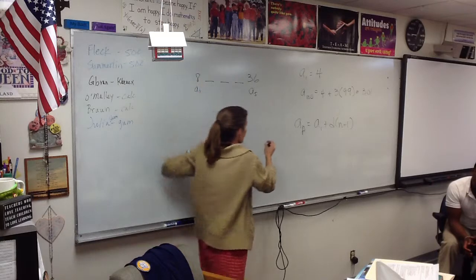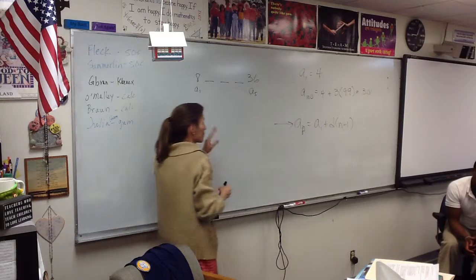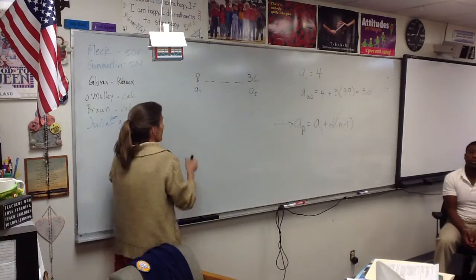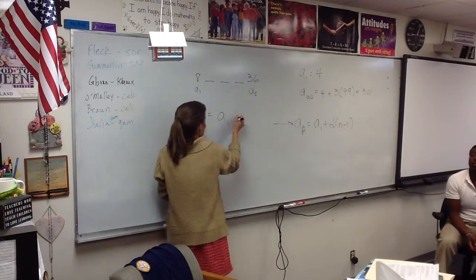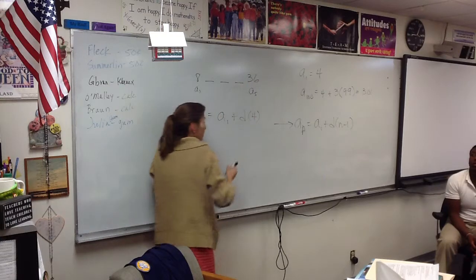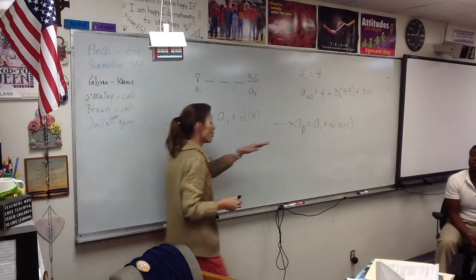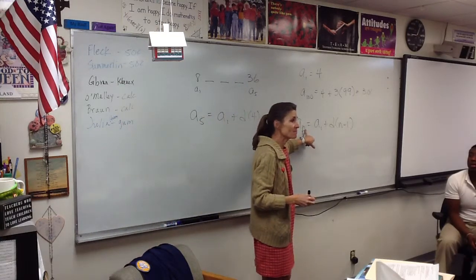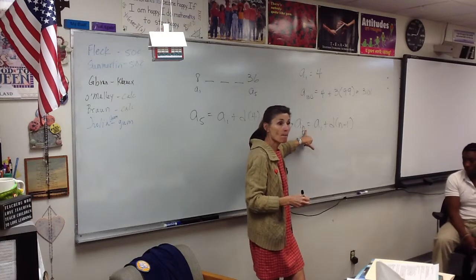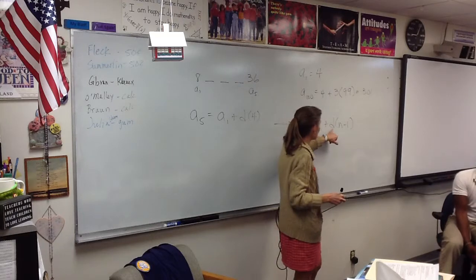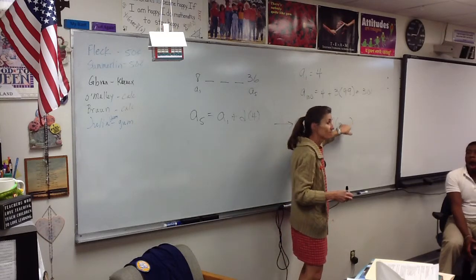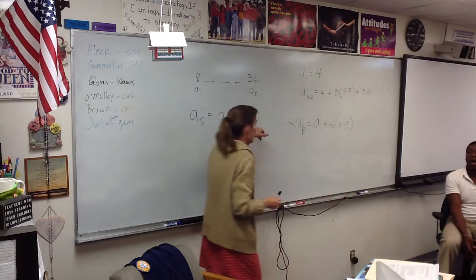Now plug them into your equation. Your formula says the 5th term is the first term plus the common difference times 4. Don't be confused. The 5th term, n is the number of the term. The 5th term would be the first term plus the common difference times 5 minus 1, which is 4.